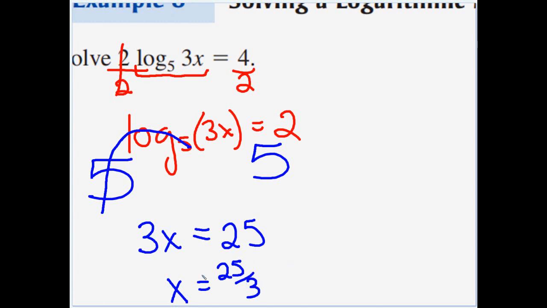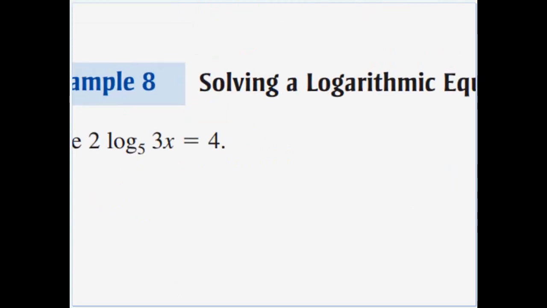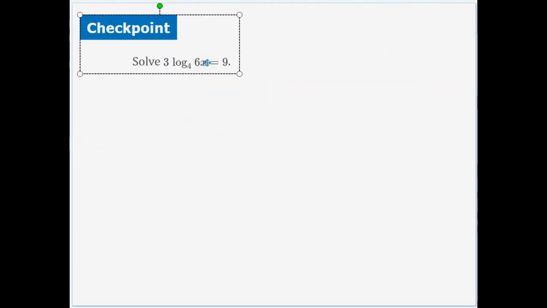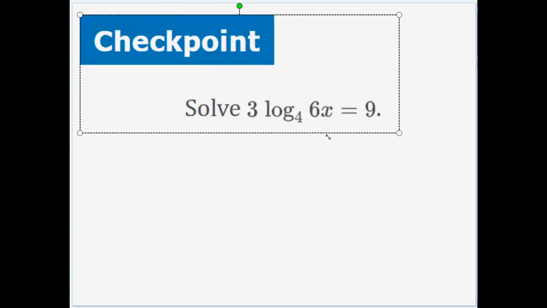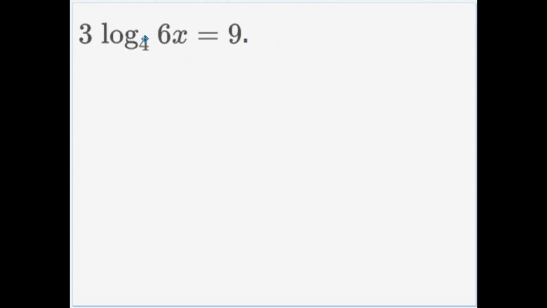And I believe the book just leaves their answer like that. We could get a repeating decimal, but 25 thirds is much nicer. So there we solved, what was that again? A logarithmic equation. Here's a practice one for you to try. Steps will be very similar, so give it a shot. Pause the video.